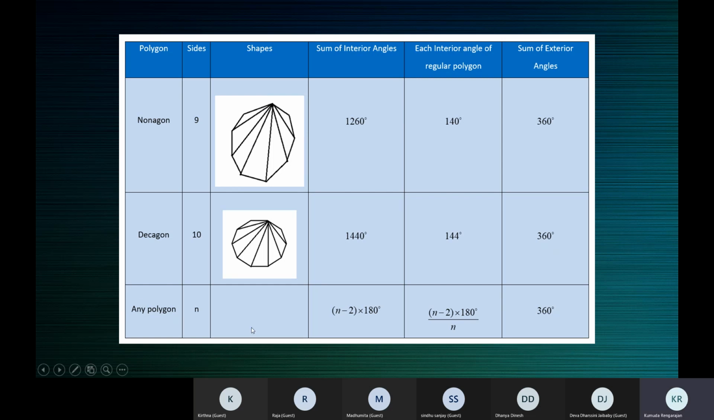So in general, for any polygon with n sides, the sum of all the interior angles is (n minus 2) into 180. If it is a regular polygon, then each interior angle will be (n minus 2) into 180, divided by n. You can see that the sum of all the exterior angles is always 360 degrees.